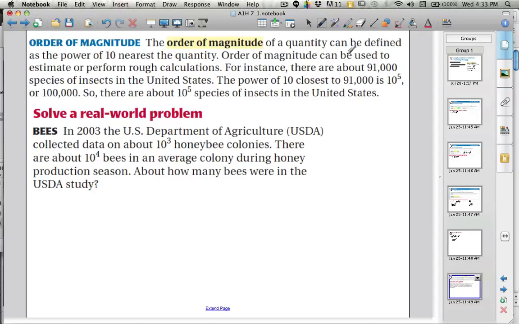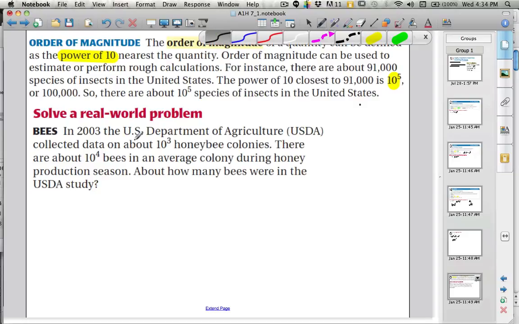An order of magnitude is the quantity that can be defined as the power of 10 nearest the quantity. So the key is power of 10, the power of 10 nearest to a quantity. If there are 91,000 species of insects, that's just about 100,000, which would be 10 to the 5th. So we would round to a power of 10 and then simplify it as 10 to a certain power.